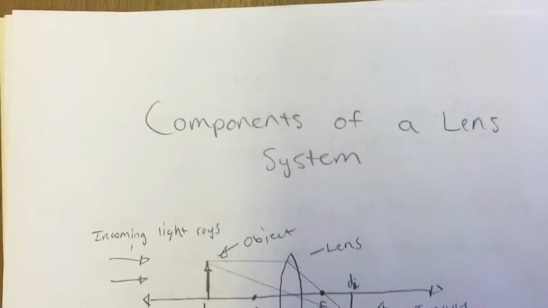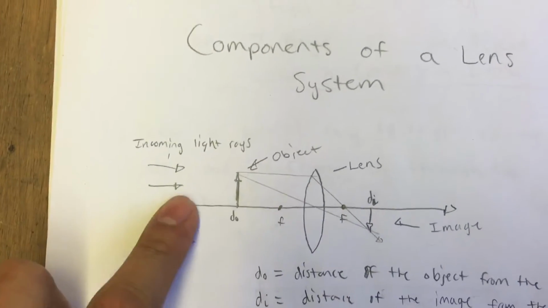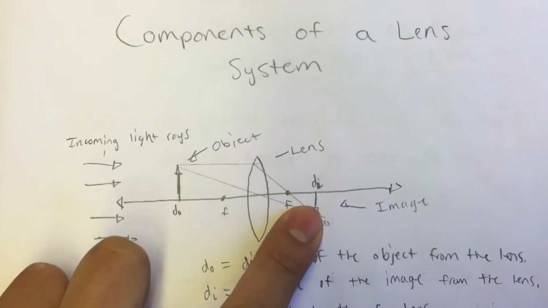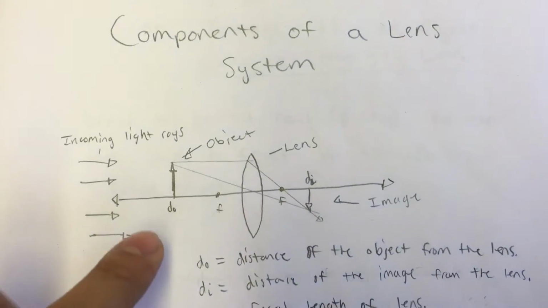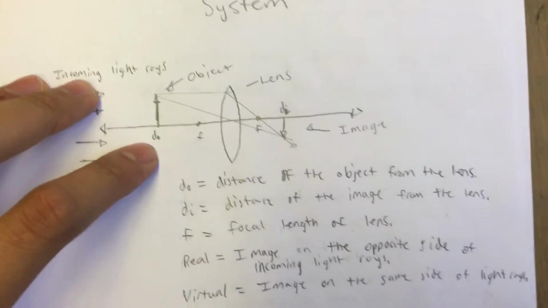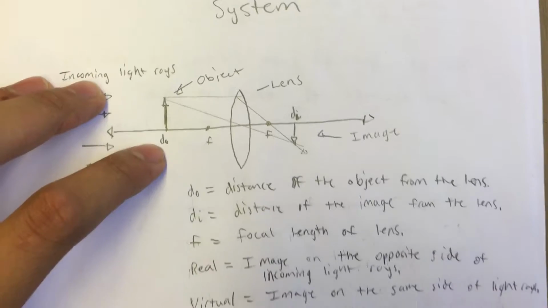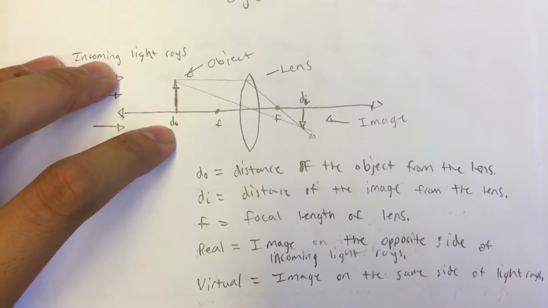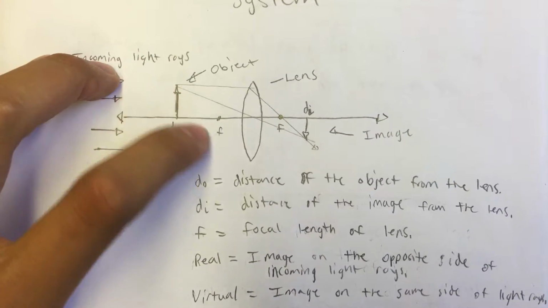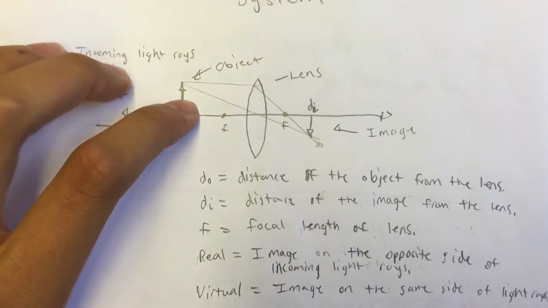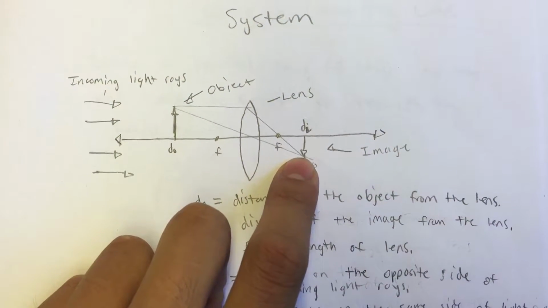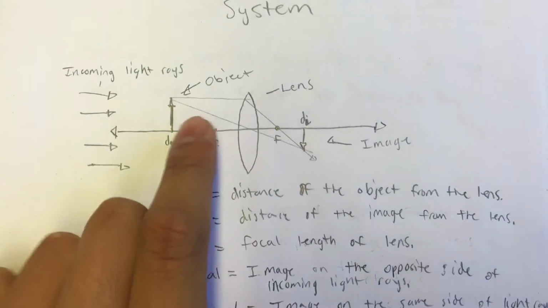Some of the components of a lens system are the incoming light rays, the object, the lens, and the image produced. From the lens system, we can have values of DO, which is the distance of the object from the lens, DI, which is the distance of the image from the lens, and F, which is the focal length of the lens. Then, the image produced could either be real or virtual.